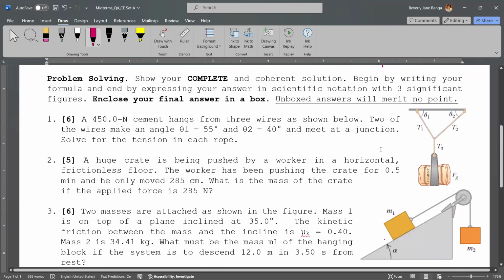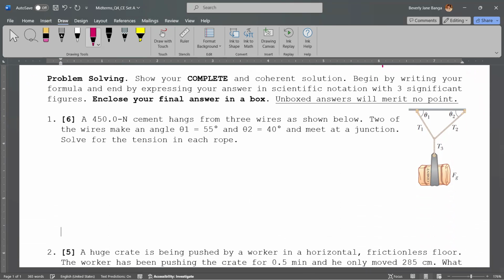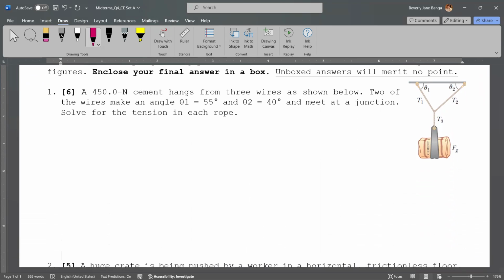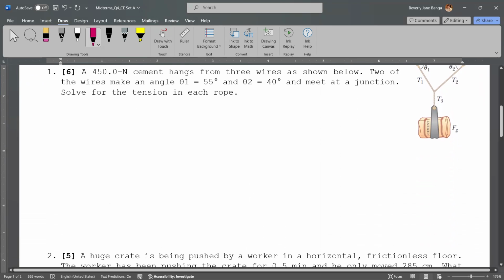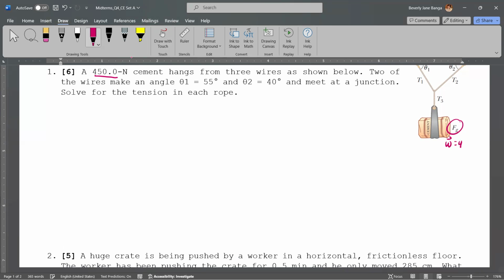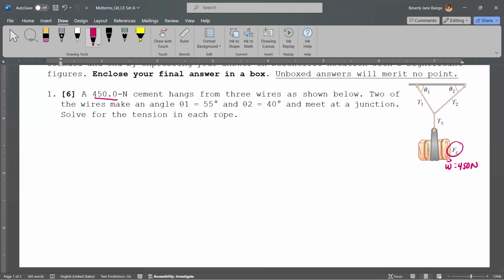Then we now go to the problem solving. Okay. So, for problem solving, sabi lang dito, a 450 Newton cement. So, itong 450 Newton cement, this is already pertaining to the weight of your cement, 450 Newtons, no? It hangs from 3 wires as shown on the side. 2 of the wires make an angle 55 and 40 and meet at a junction. So, this one is 55, this one is 40. Hindi nyo sana pinagbaligtad, no?